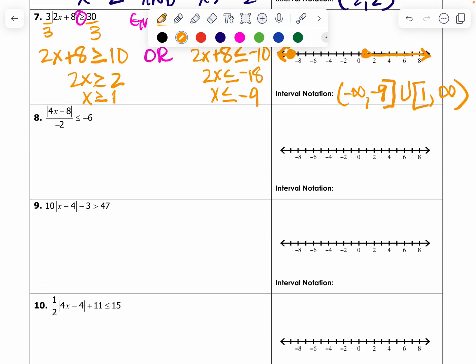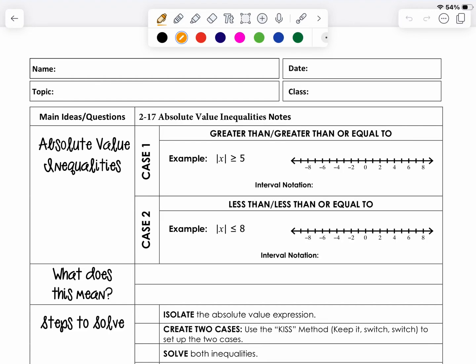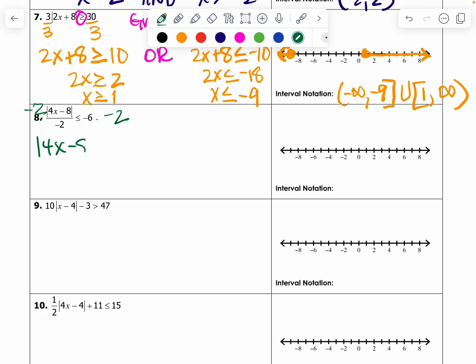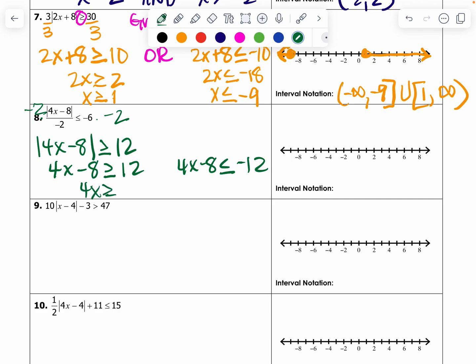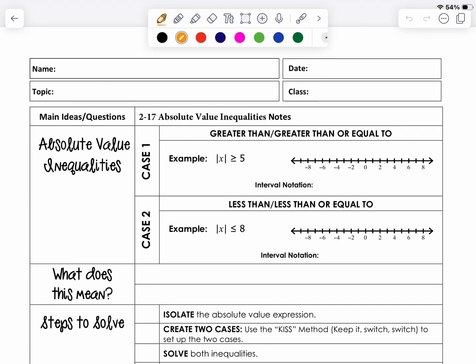All right, let's do 8 together. First step, we times it by a negative 2. We times this by a negative 2. When I do that, we get 4x minus 8 is now greater than or equal to 12. Two equations, 4x minus 8 is greater than or equal to 12. 4x minus 8 is less than or equal to negative 12. I get 4x is greater than or equal to 20, and x is greater than or equal to 5.